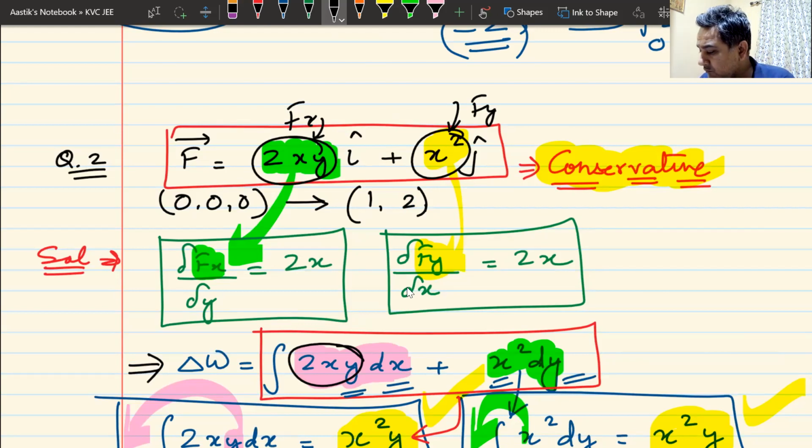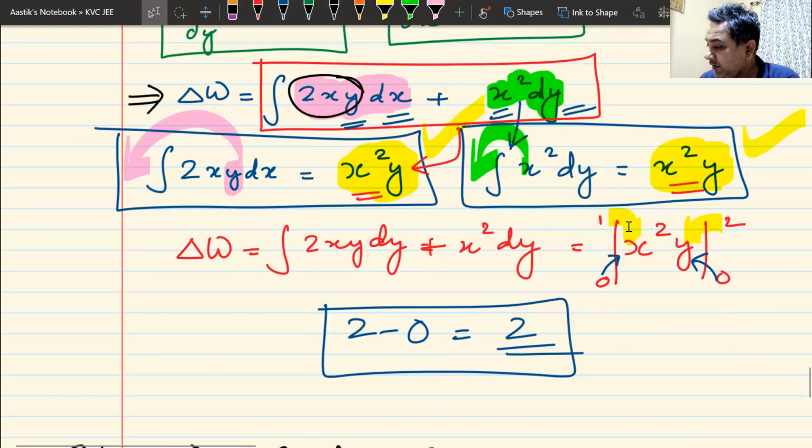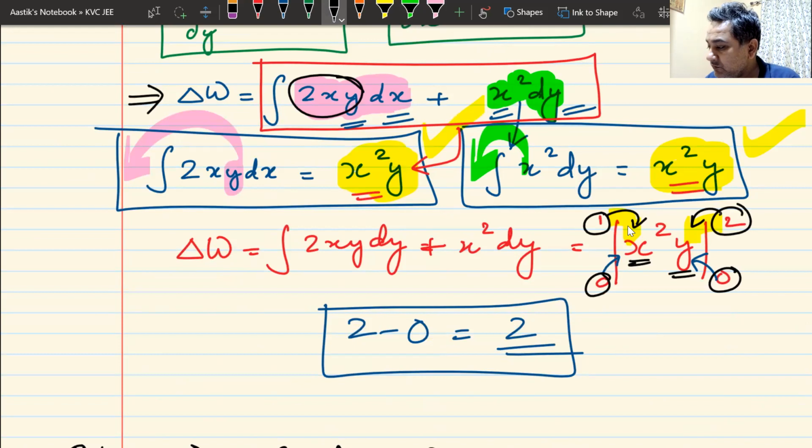So the red color one, sir. Yes, beta, in the red color one. Here. Yes, sir. So what I've done? X is varying from 0 to 1. Y is varying from 0 to 2. So first I put x as 1 and y as 2. What will I get then? 1 squared multiplied by 2. What is 1 squared multiplied by 2? It is 2. Then I put the value of x as 0 and the value of y as 0. 0 multiplied by 0, what is this? That is 0. So I get 2.